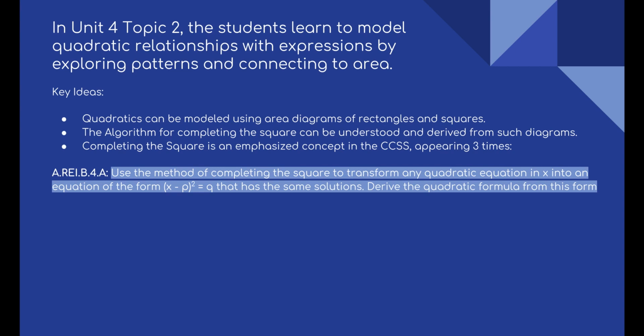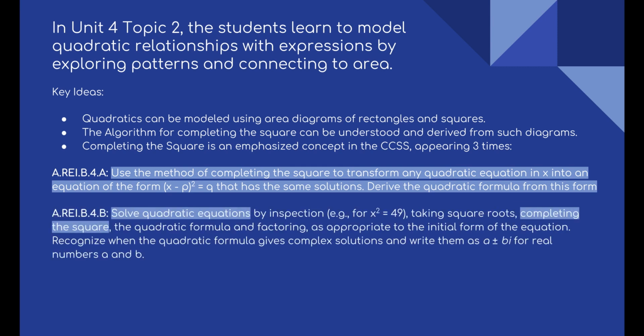In reasoning with equations, we see that students need to use the method of completing the square to transform any quadratic equation in x into an equation of the form the square of the quantity x minus p equals q that has the same solutions as the original quadratic. They also need to derive the quadratic formula from this form, and we're going to do that at the end of the screencast. Students are specifically expected to solve quadratic equations by completing the square.